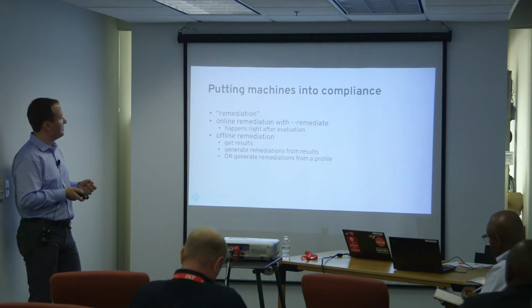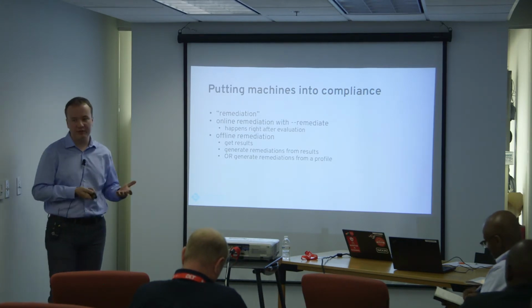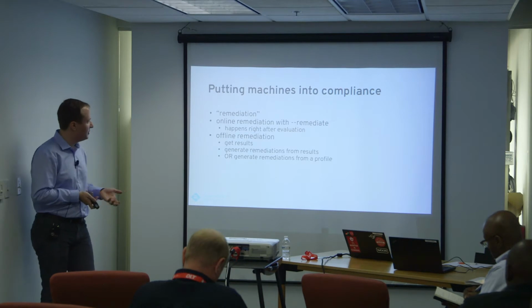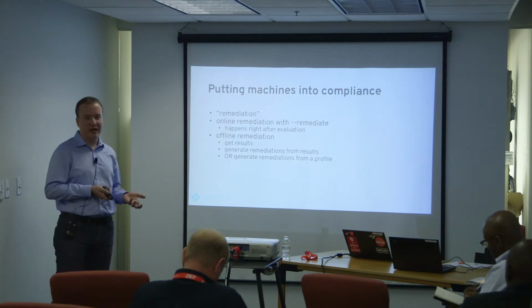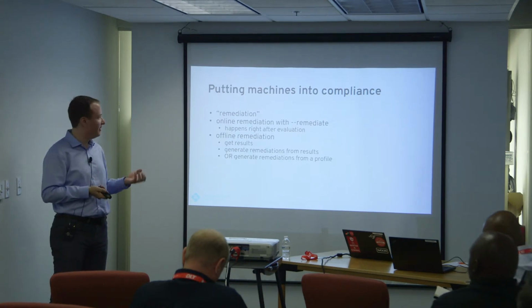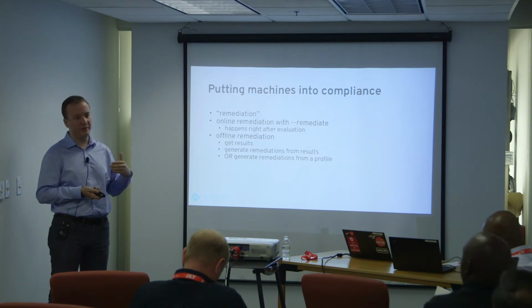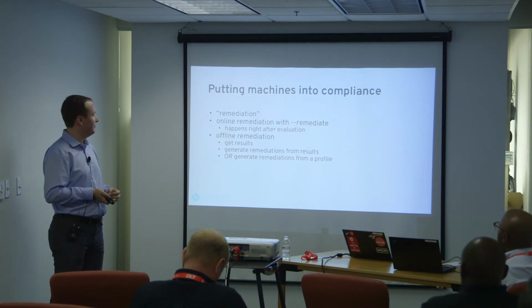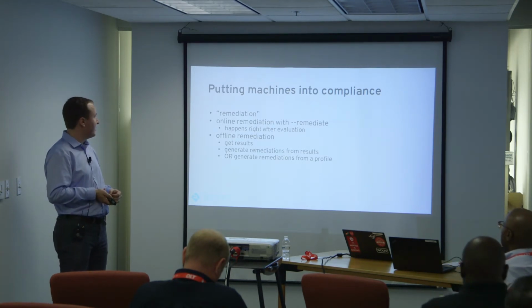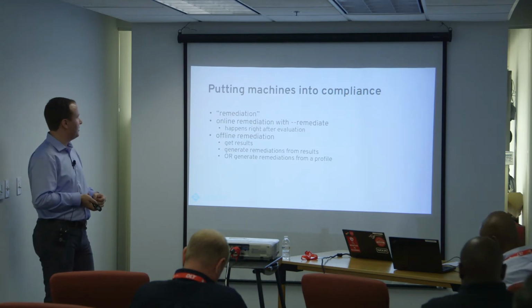So we've discussed how we can evaluate machines and figure out if they're compliant or not. But what do we do if the machines are not compliant? I mean, it would be very tedious to just go over it rule by rule and change it manually. So what we need to do is a so-called remediation. There are two types of remediations.